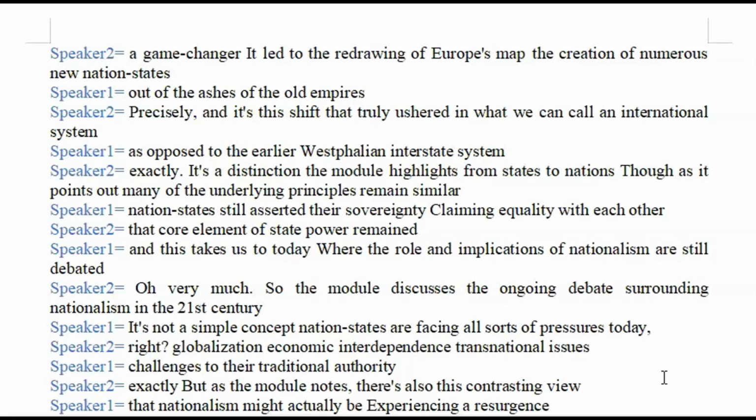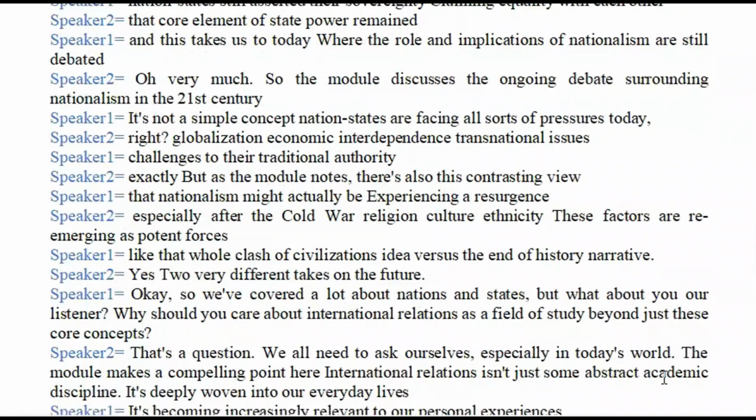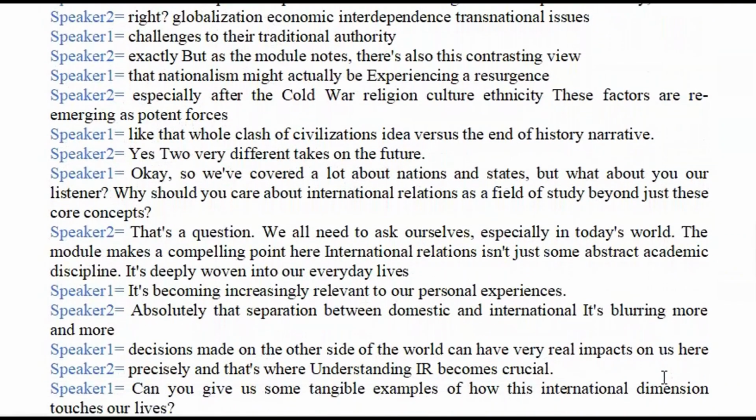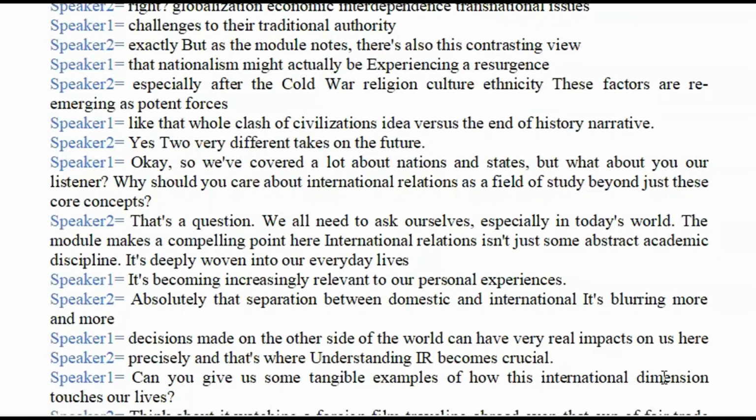And this takes us to today, where the role and implications of nationalism are still debated. Oh, very much so. The module discusses the ongoing debate surrounding nationalism in the 21st century. It's not a simple concept. Nation-states are facing all sorts of pressures today. Right. Globalization, economic interdependence, transnational issues. Challenges to their traditional authority. Exactly. But, as the module notes, there's also this contrasting view. That nationalism might actually be experiencing a resurgence. Especially after the Cold War. Religion, culture, ethnicity, these factors are re-emerging as potent forces. Like that whole clash of civilizations idea versus the end of history narrative. Yes. Two very different takes on the future.